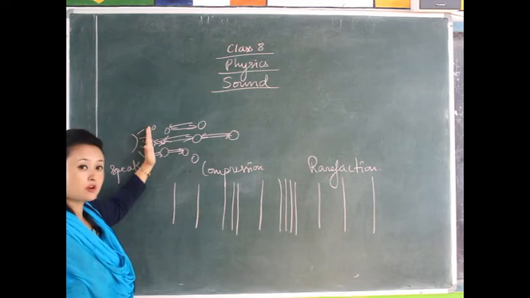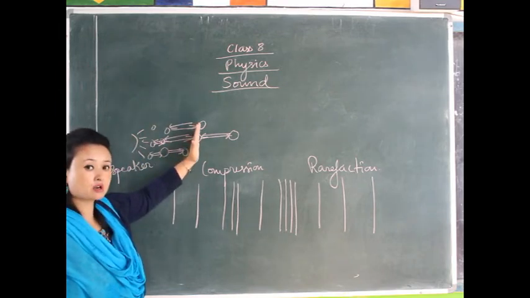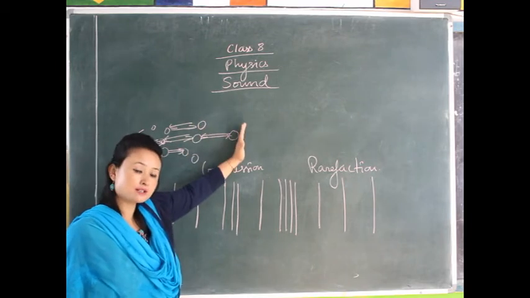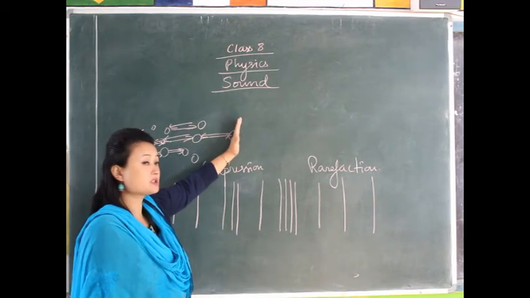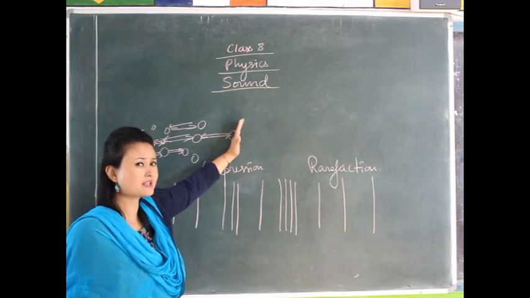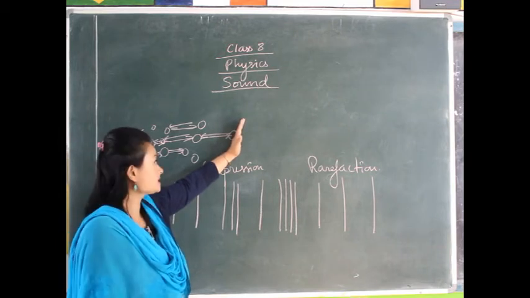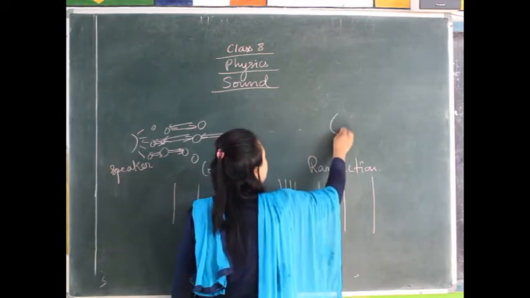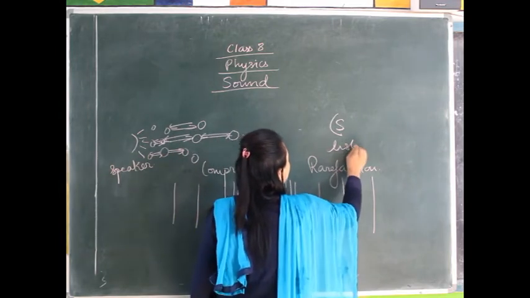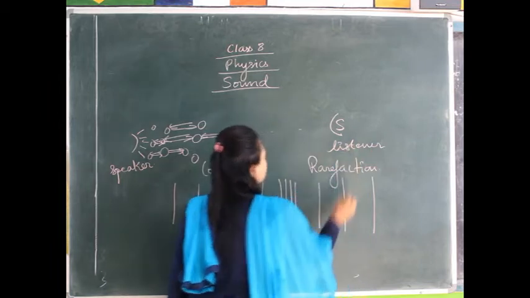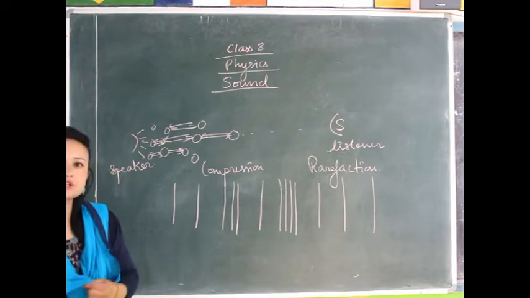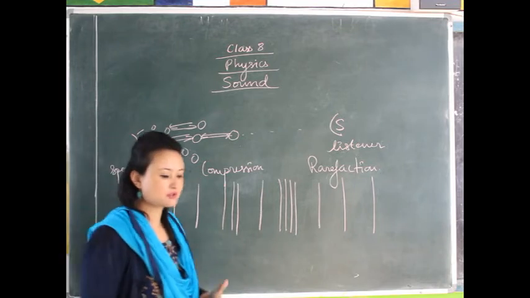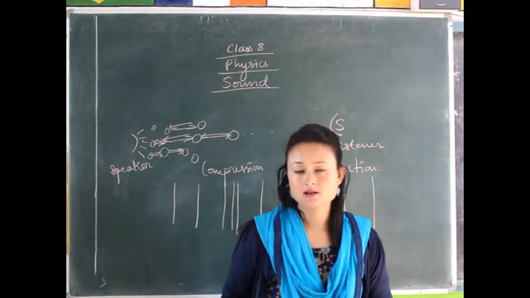They move from here, they touch the particles which are closer, they move back. Again the other particle touches another particle, moves to and fro. Because they gain energy, they touch the other particle and move back to the normal position. This continues till it reaches the listener. So this is how sound is produced. Okay, this is how sound is propagated, not produced, sorry. This is how sound is propagated.